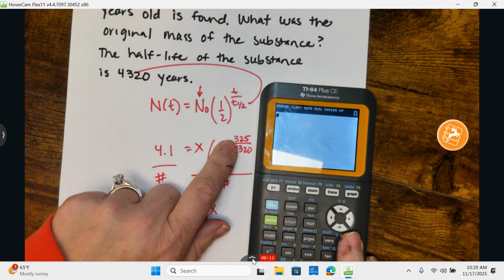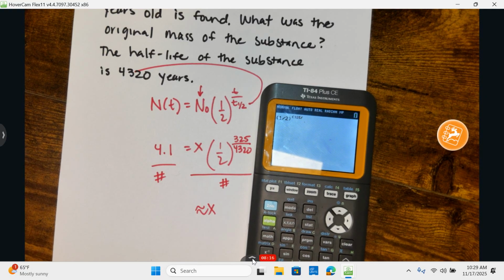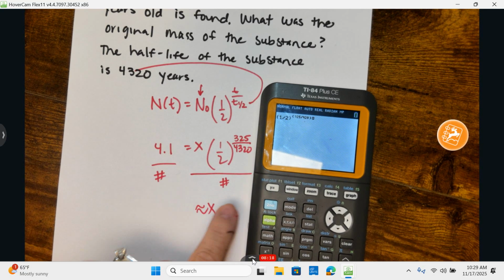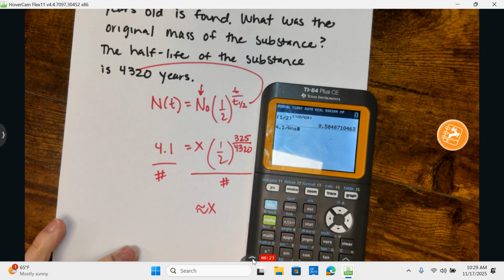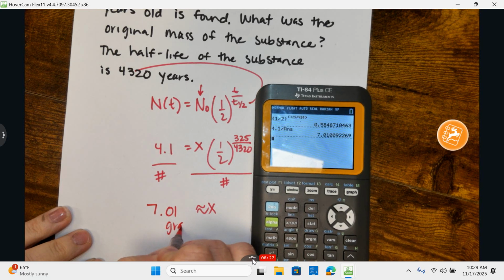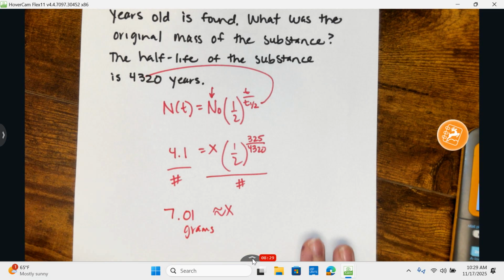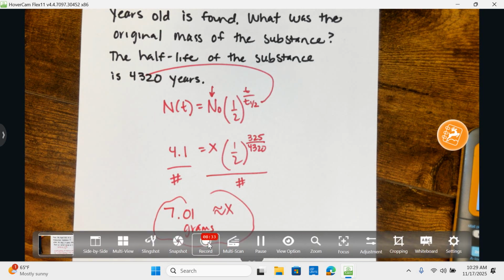So just like I did last time, let's first figure this out. Putting it in parentheses is key. Okay, so that's this amount. I want to take 4.1 and I want to divide by that exact amount. So I'm going to copy and paste that in. And we can see approximately 7.01 grams would be the initial amount. Please go ahead and complete problem number 10 before coming back.